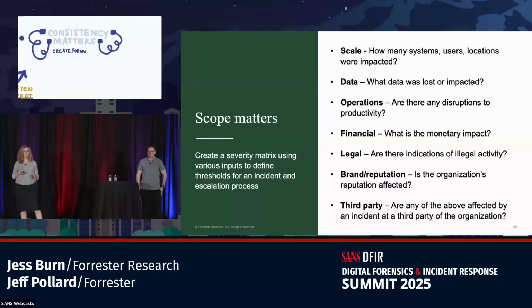And I won't go through all of these, but things like scale, how many systems, how many users, how many locations were affected or impacted, what kind of data was lost. Brand and reputation is another one. I thought the Ubiquiti story that we heard earlier today was a great one, right? An insider wrecked their brand and reputation, and that actually affected their financial situation. So all of this needs to be created in a beautiful severity matrix so you understand exactly what you're dealing with and what aligns to what in terms of definitions.